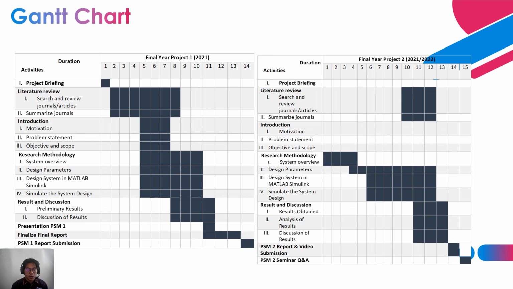So this is the timeline or the Gantt chart for my project, which consists of FYP1 and FYP2.